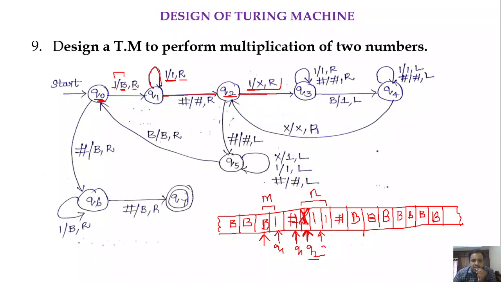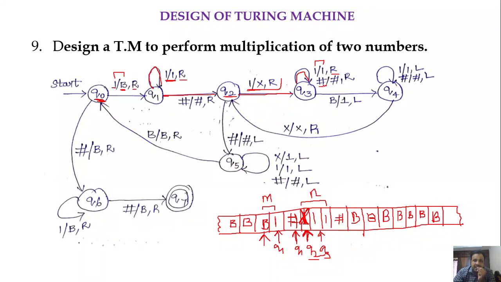Okay, so in Q3, if we get any ones, keep those ones as they are. So we have to move the head towards right until we get a blank character, right? Because we have to place that 1 into the blank character, that's why we have to move the head towards right until we get a blank character. So in Q3, if you see, we have a self transition. That means if you get 1, keep that 1 as it is and move the head towards right.